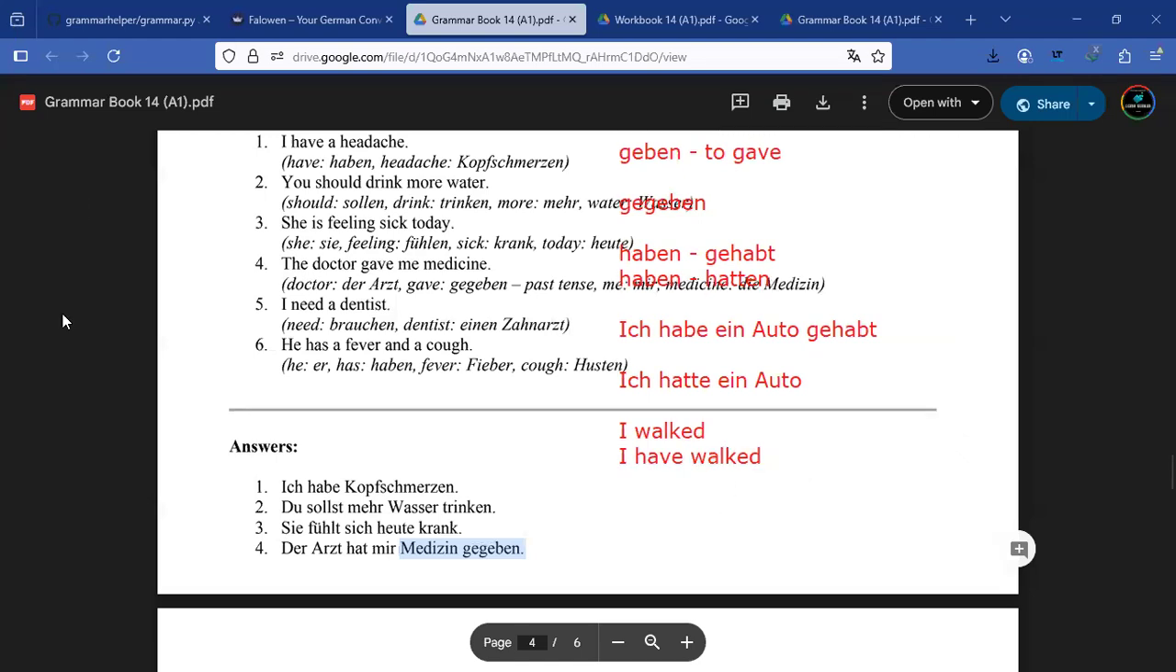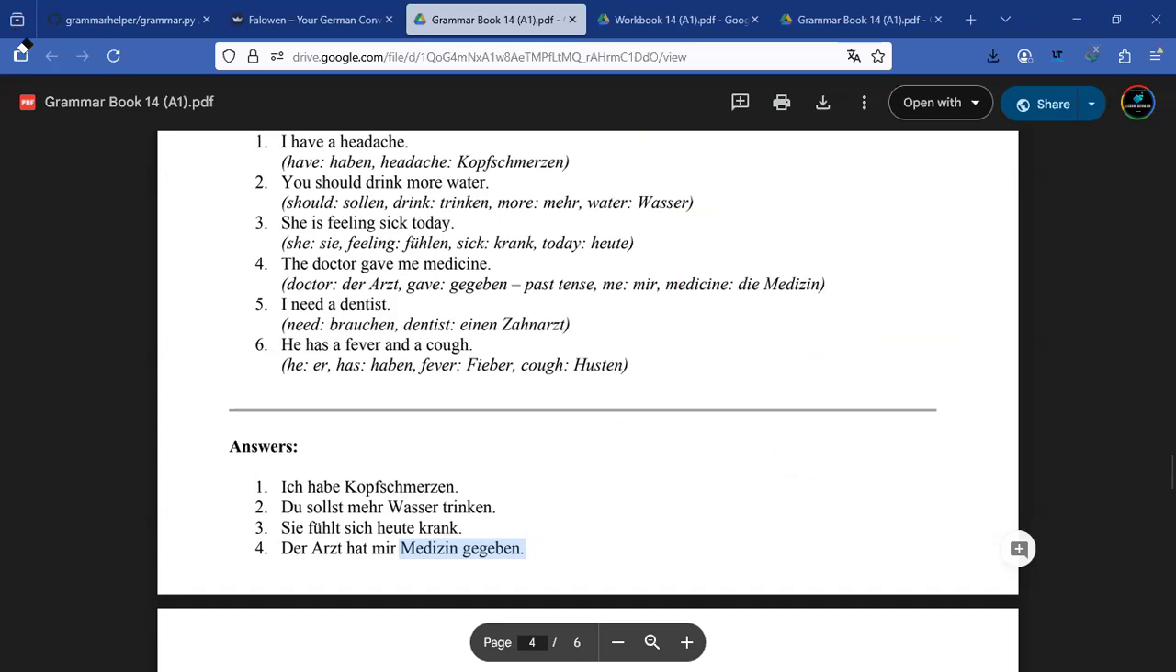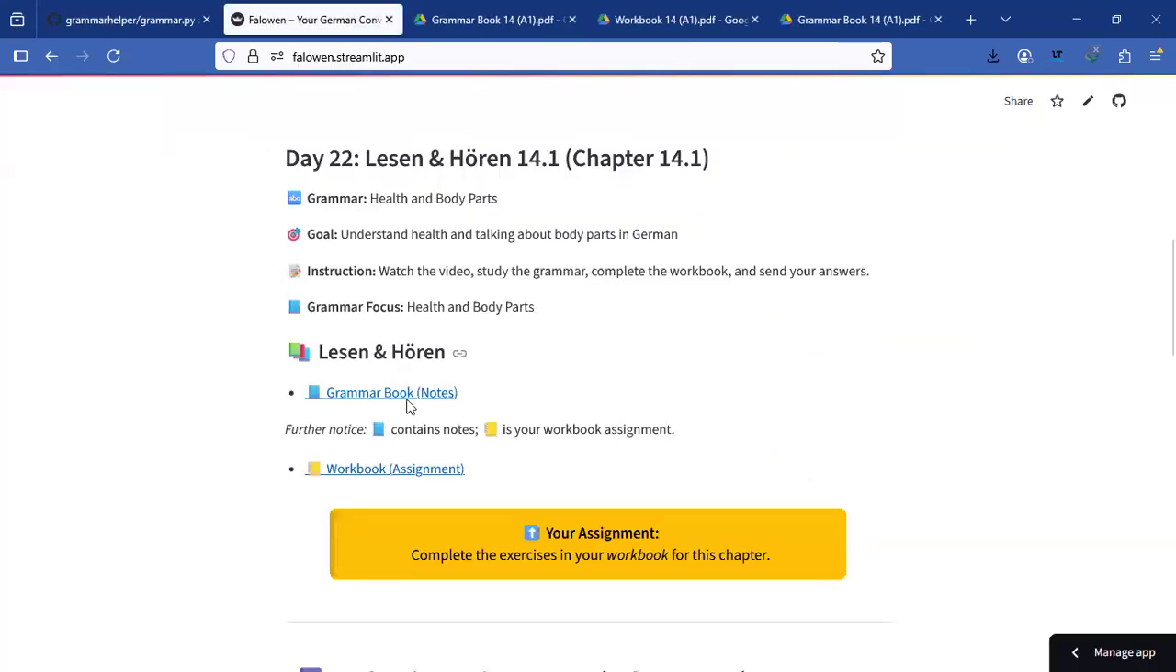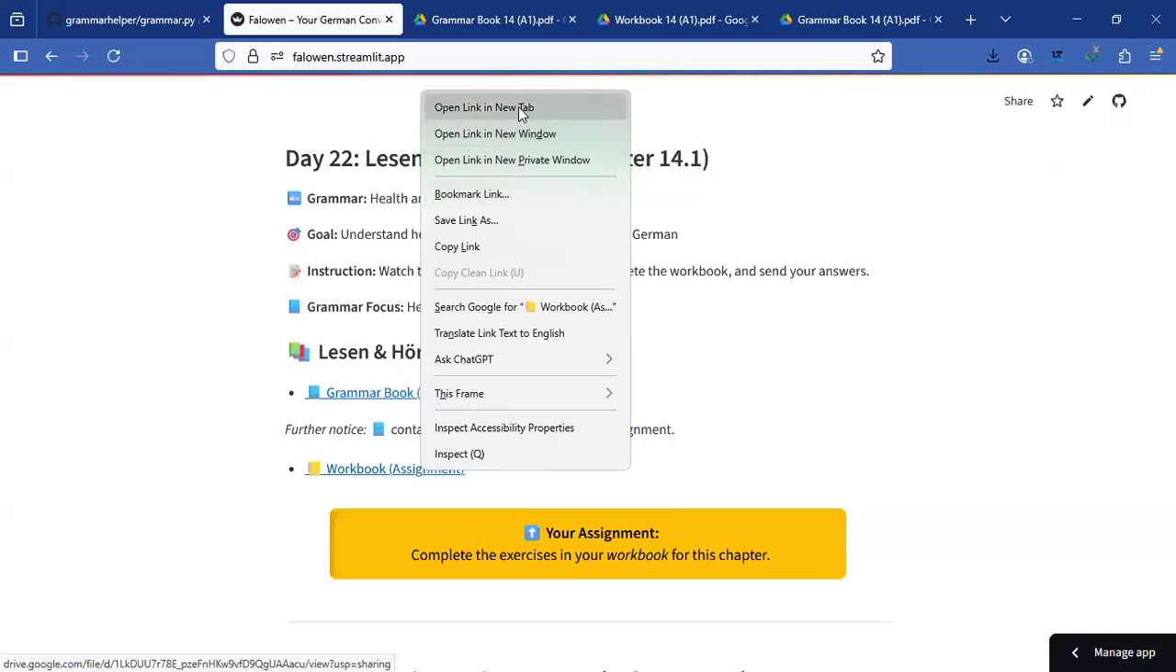So that's all you are supposed to know about health in German. Now let's check your assignment book.